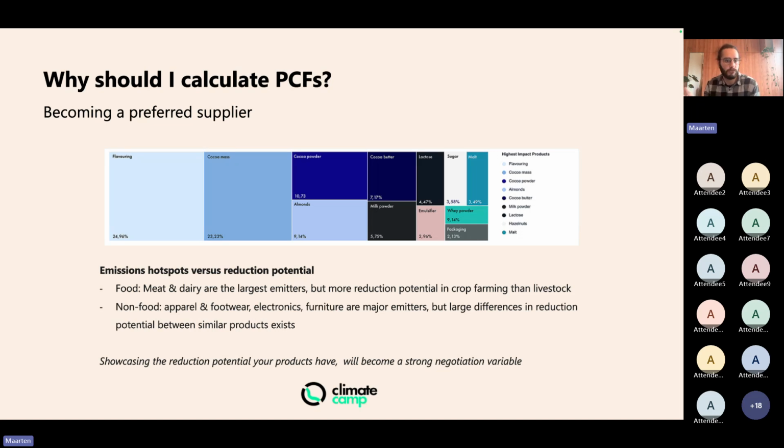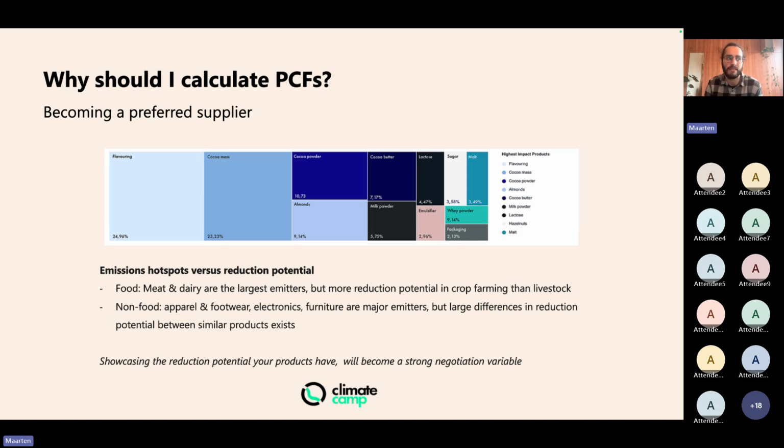Not for every produce and not in every case, but generally speaking, there might be more reduction potential in certain categories than in others. So retailers know their emission hotspots, but they are looking towards what is the potential for reduction in the different categories we have. PCFs play a really important role here.